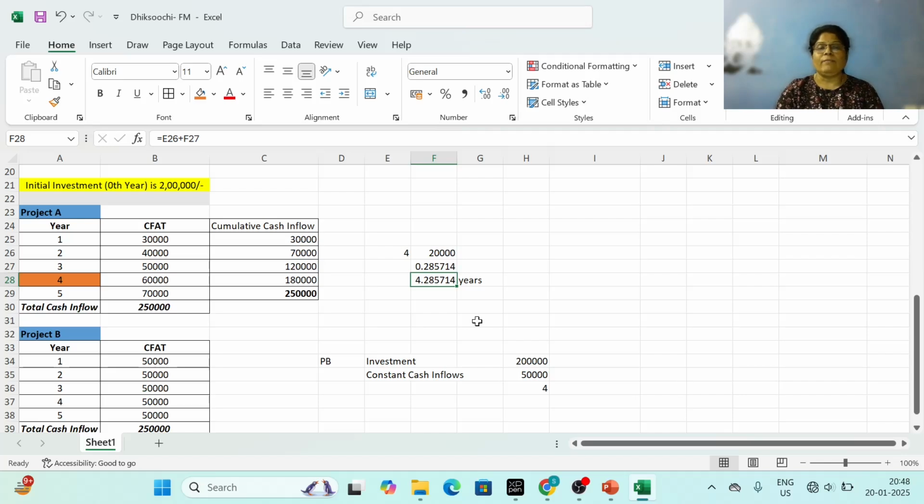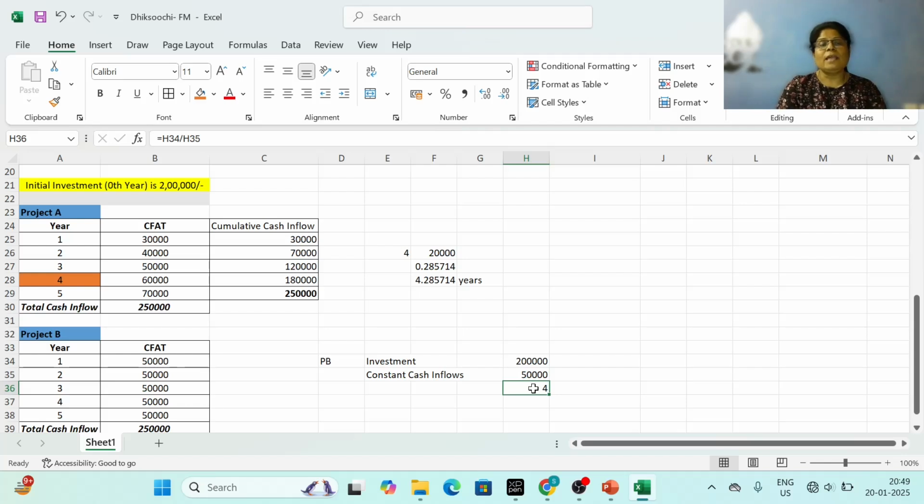Now, which project should be accepted by the investor? See, always whatever we have invested, we want to collect it back as early as possible. So, project B is taking 4 years, project A is taking 4.28 years. So, obviously, project B is taking less time than project A. Therefore, the investor has to select project B for the investment. This is how we can decide which project generates the profit.